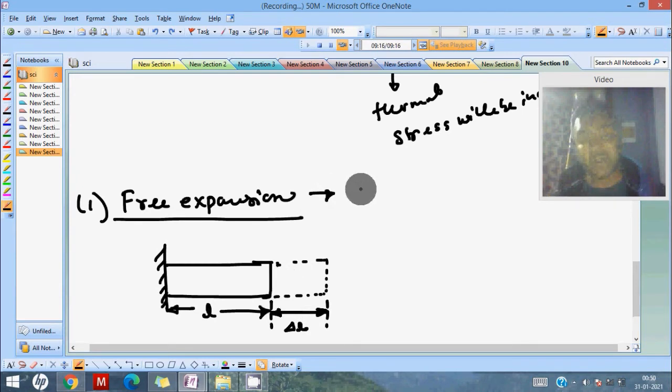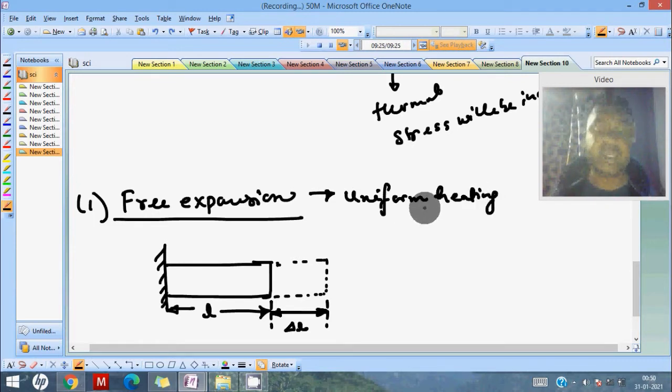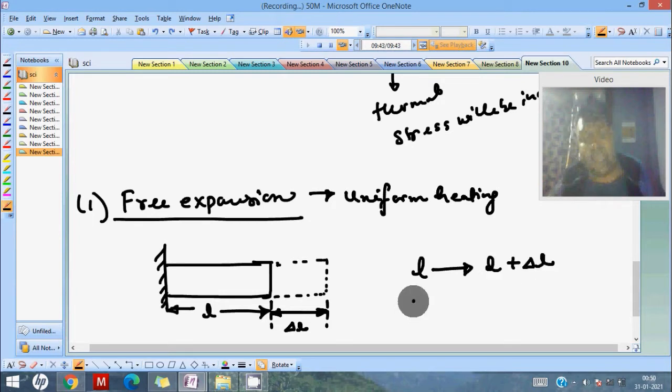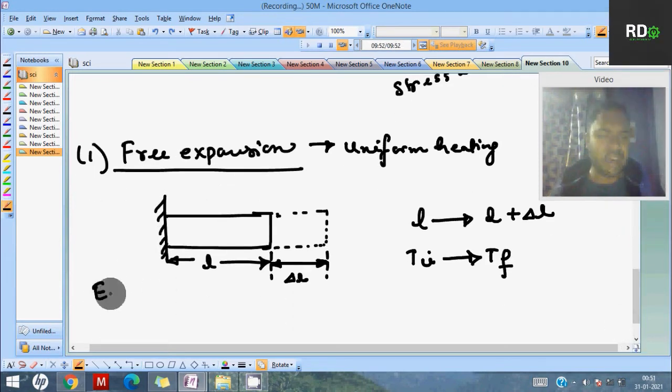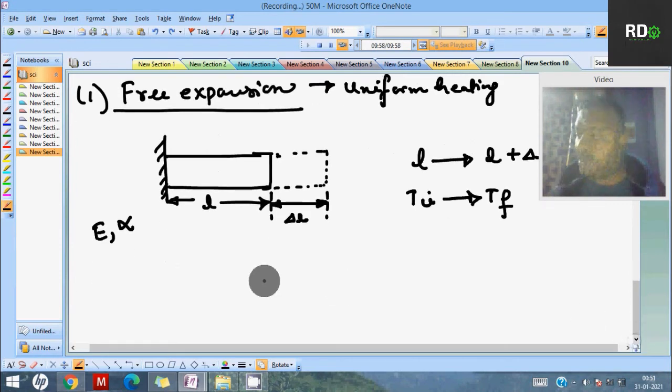Okay, please mind that in free expansion we are doing uniform heating. Meaning the same amount of heating is done on all the parts of the beam, not only one side or one end. It is a uniform heating. So after doing uniform heating, you are allowing the complete change in length. Meaning your L is changing from L to L plus delta L, and your temperature from initial temperature Ti is changing to Tf. And it can be any kind of material, so E and alpha will always be constant for that material. So what is happening now?